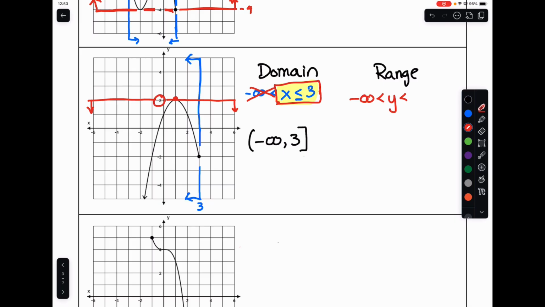So our upper boundary is 2, and since we're going to include it, we put an equal sign to indicate that. And in interval notation, it's negative infinity to positive 2 with an open parenthesis and a bracket.